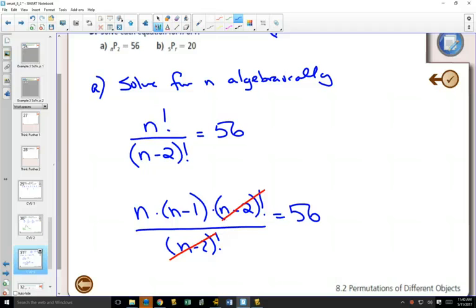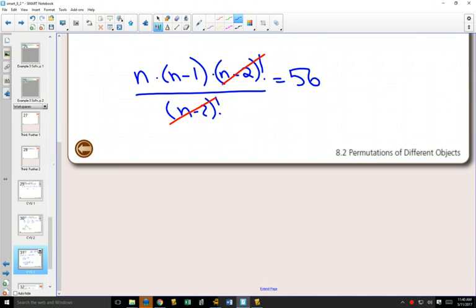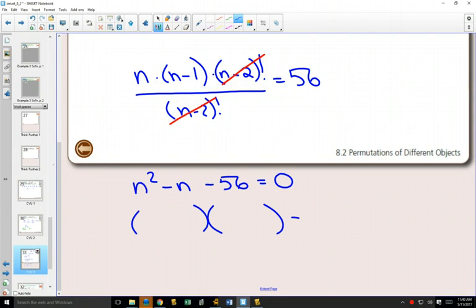What kind of equation is that? It's quadratic. How do we solve quadratic equations? Make one side equal to 0 and factor. So if I multiply this out, I'm going to get n squared minus n. If I bring the 56 to the left-hand side, I'll get n squared minus n minus 56 equals 0. Does that factor? Yes, it does. And the nice thing about it factoring is if you're doing permutations, you're dealing with whole objects.